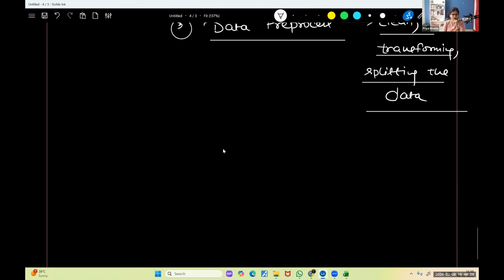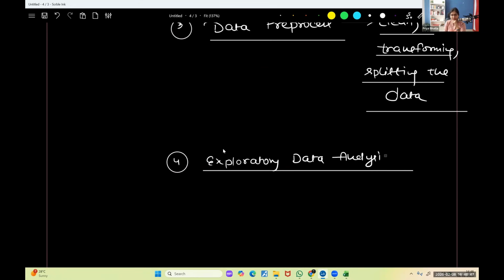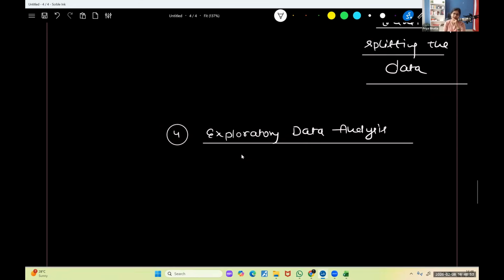Now, once you are able to pre-process the data, the next job is to do EDA, exploratory data analysis. What is the meaning of exploratory data analysis? It means that in this specific step, you will try to analyze the data. You will try to understand the patterns. You will try to understand the relationships of the given data.